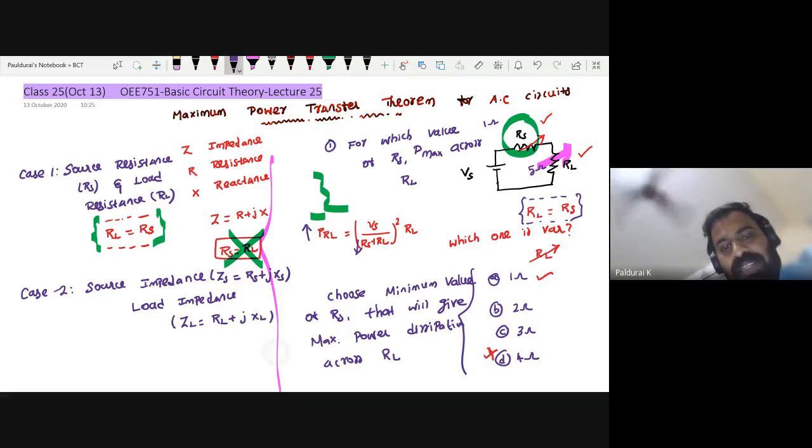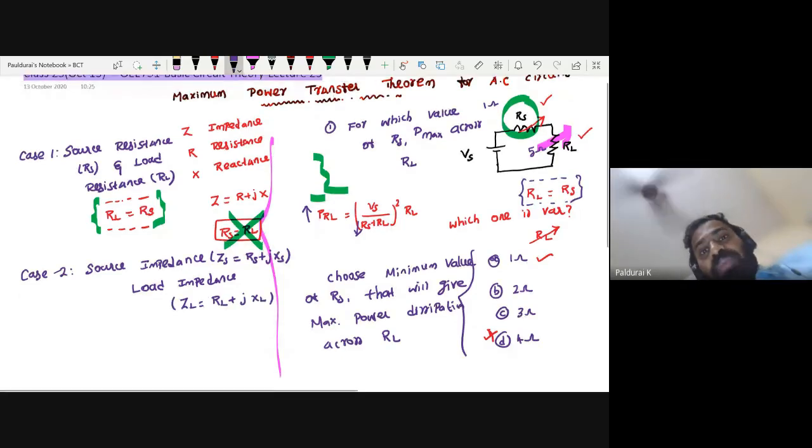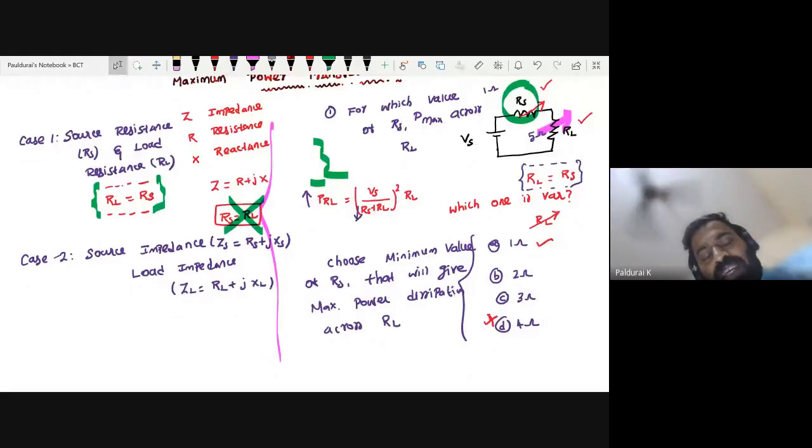Okay. If both are impedance, at that time, what is the condition for maximum power transfer across the load? Any guess at least? If both are resistance, then RL equal to RS. Load resistance should be equal to source resistance. This time, any guess at least? What is the relation between ZL and ZS?